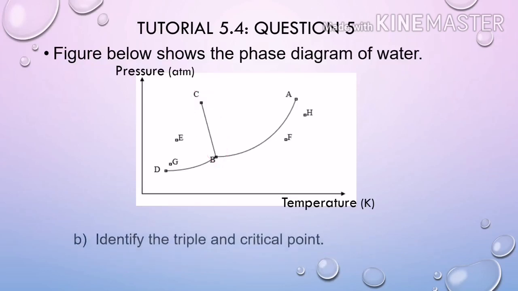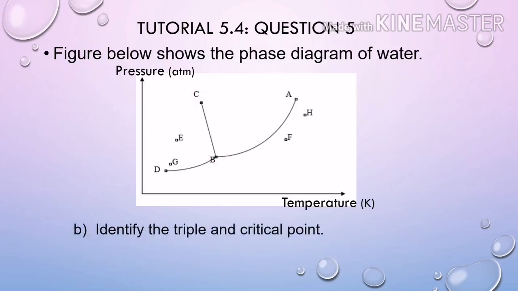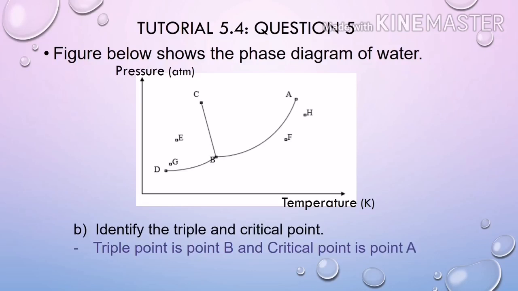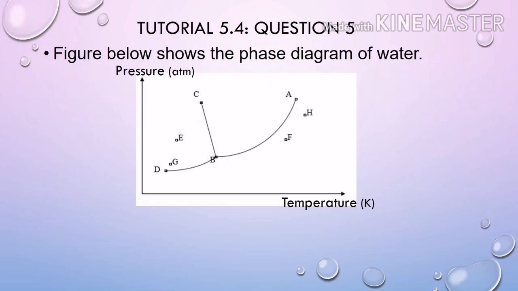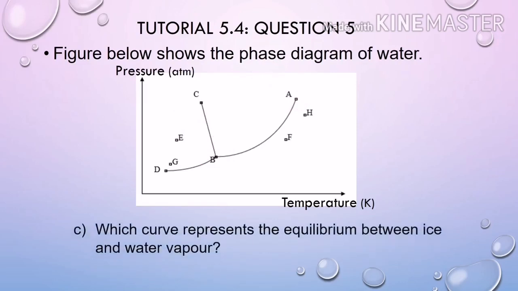For question B, identify the triple and critical point. The answer is, the triple point is at point B, and the critical point is at point A. For question C, which curve represents the equilibrium between ice and water vapor? The answer is curve DB or BD.